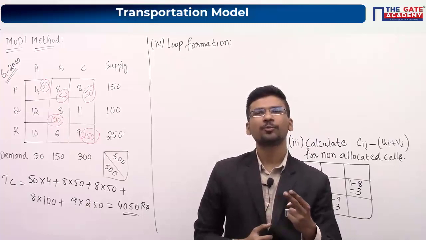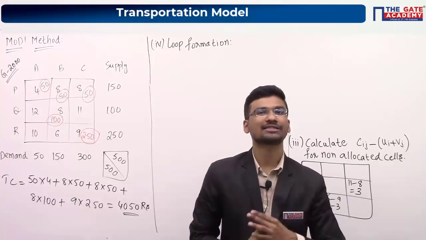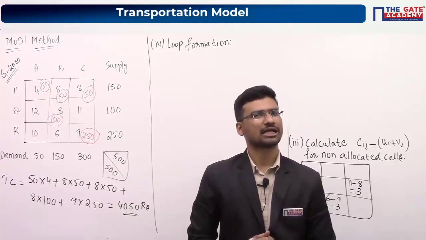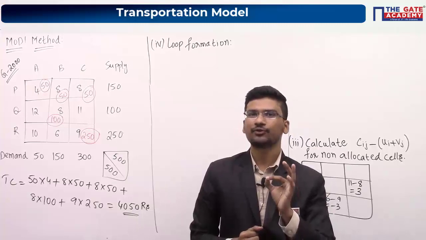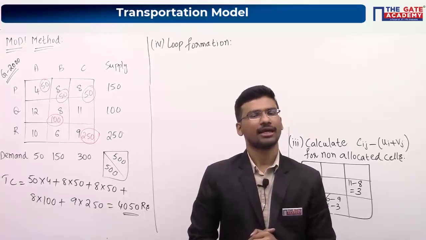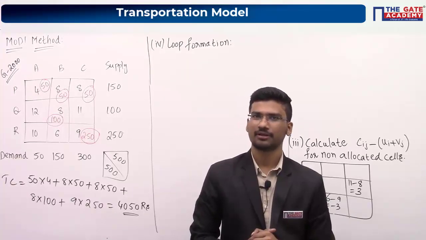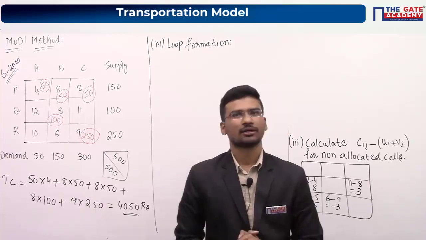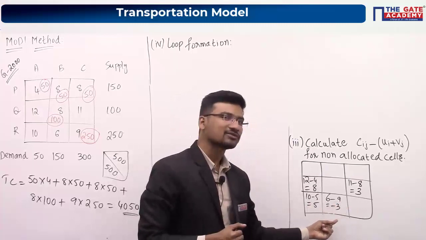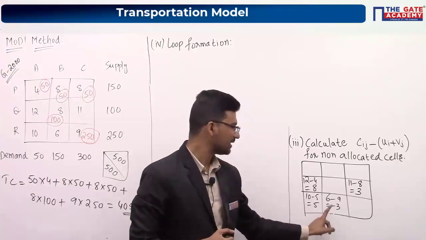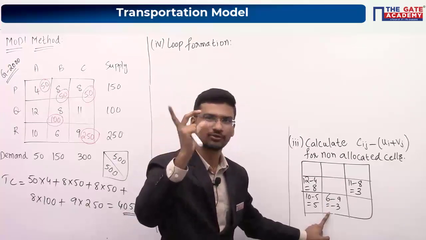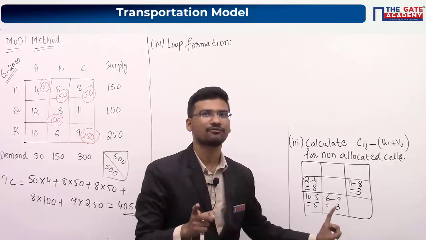Second point. A loop has to be started from the most negative cell. Now what is the meaning of this? What is the negative cell here? It is this particular cell. So from here you have to start a loop. In this step you will come to know what this loop is. From this particular cell you have to start forming a loop.